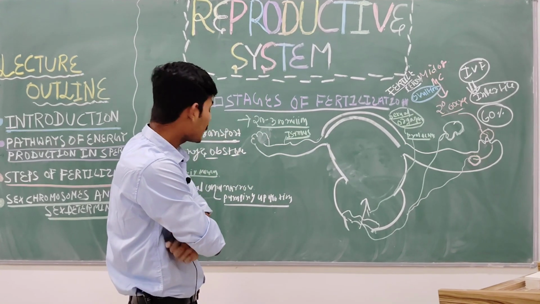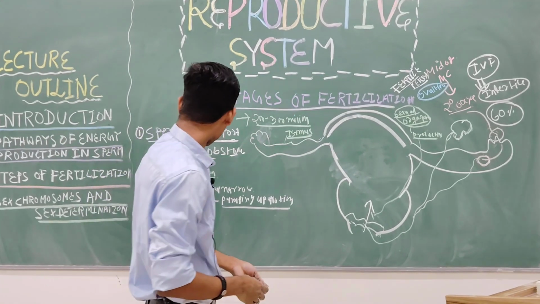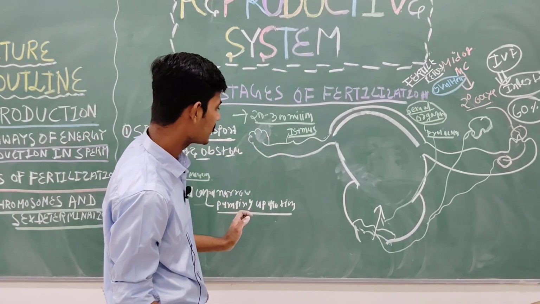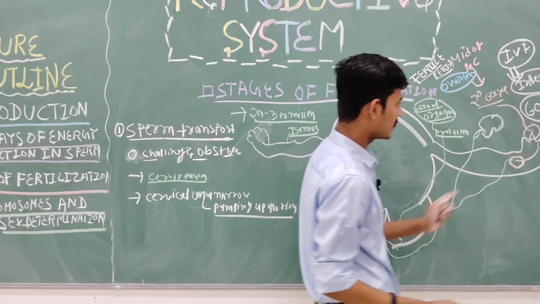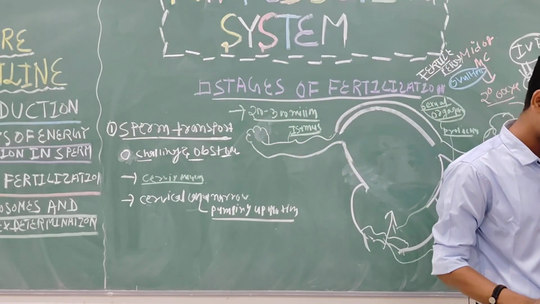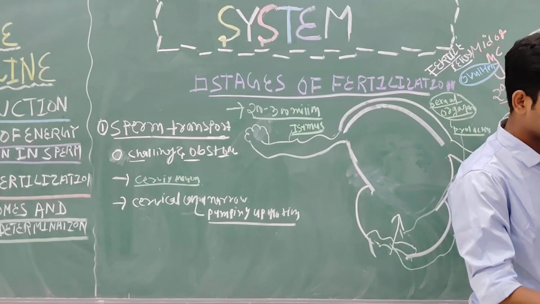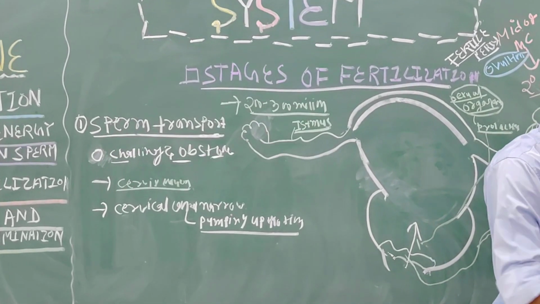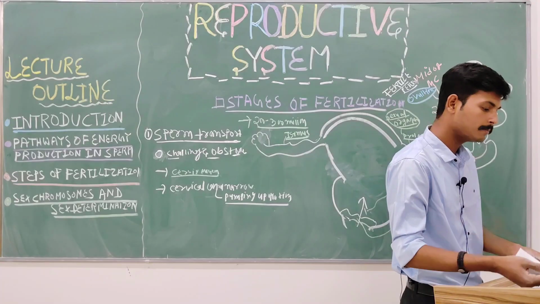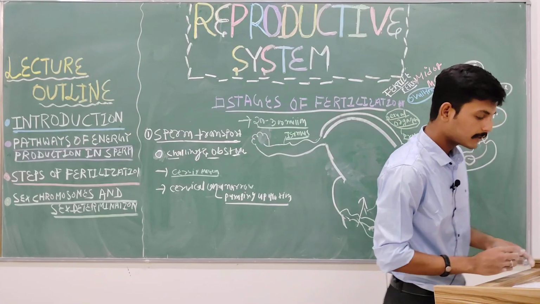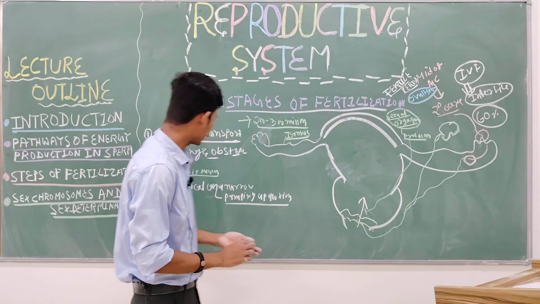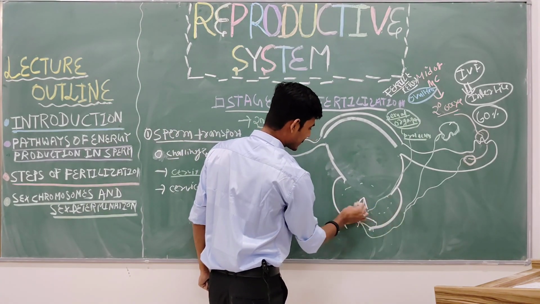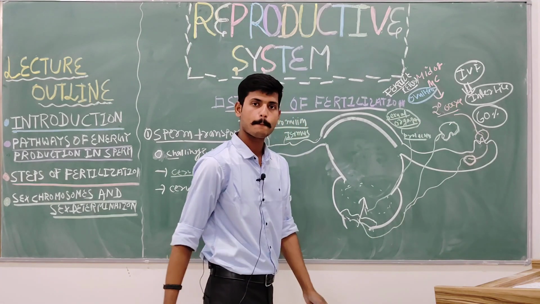Now, what are the other challenges apart from the cervical narrowness? Another challenge faced by the sperm, but this is actually helpful for the sperm, is the acidic environment of the vagina.